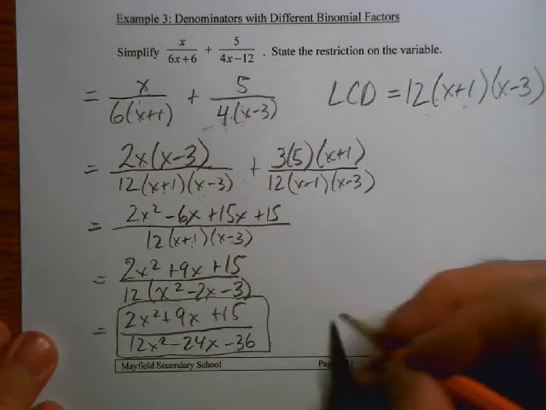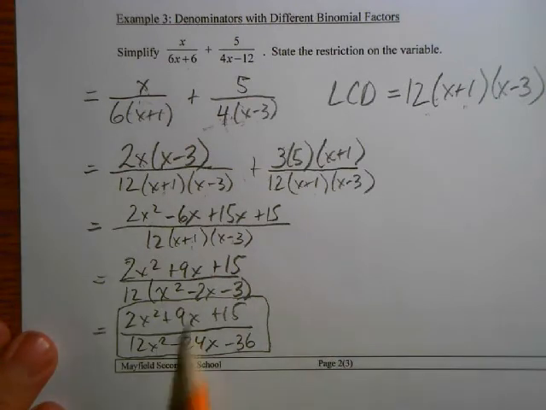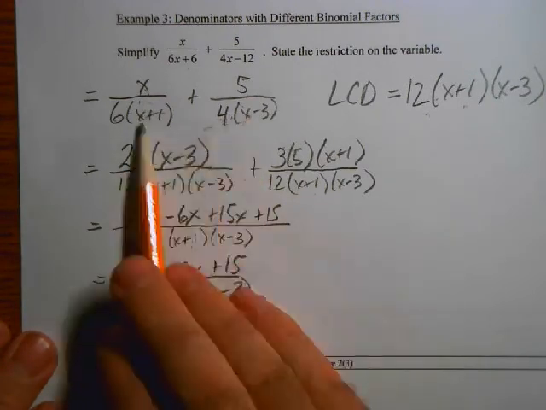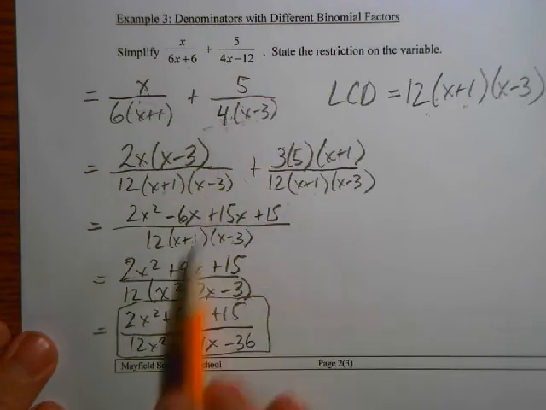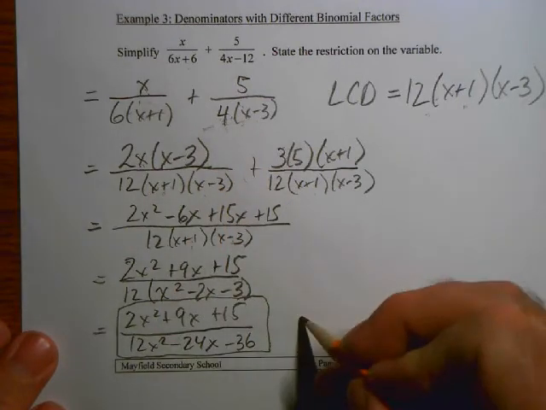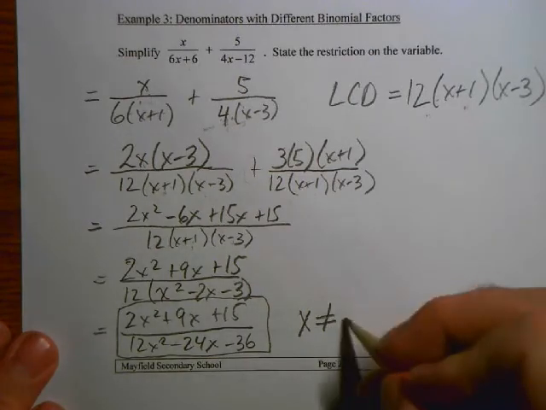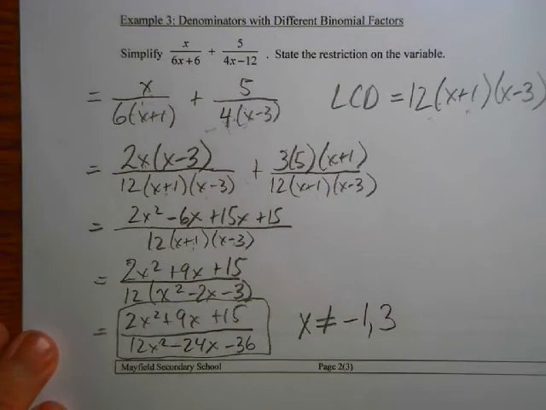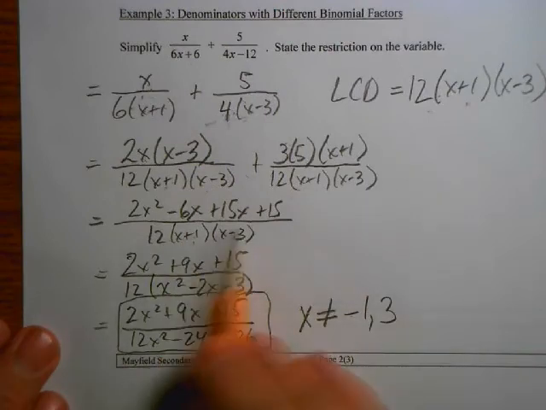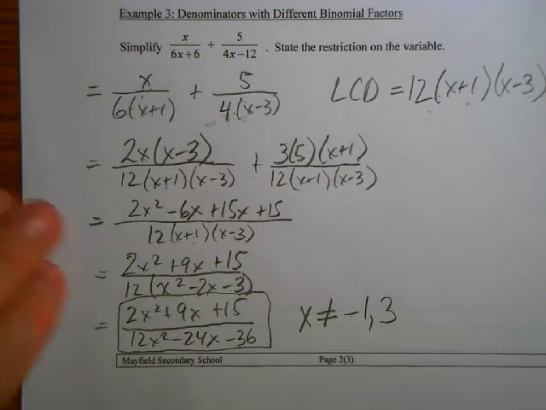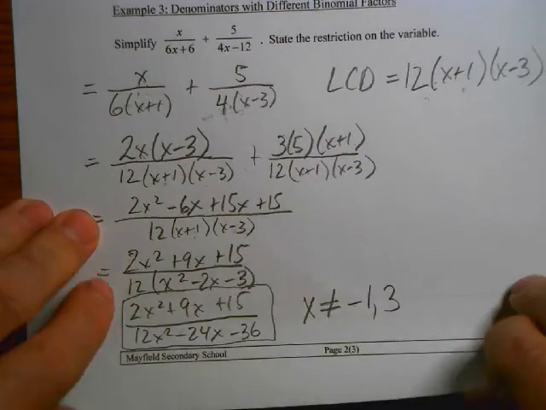Now, in terms of restrictions, well, you can see all along here, we had these two factors on the bottom, x plus 1, x minus 3. So that tells you that x can't be negative 1 or positive 3, because it would make one of these factors 0. Okay, so let's continue on with one final example.